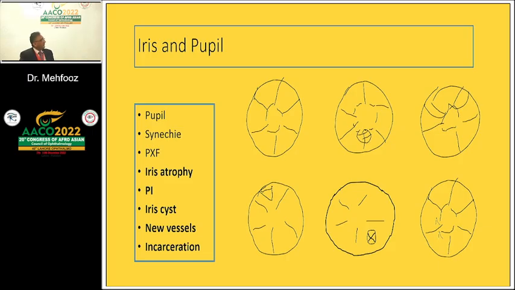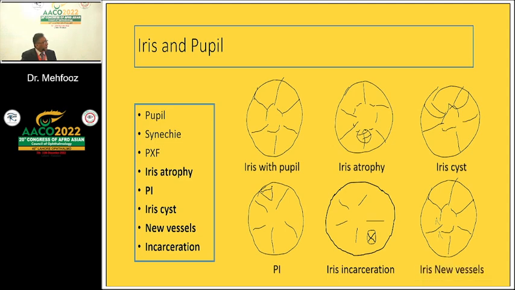Then this is the iris, you have drawn the iris. This one is iris with the pupil, this one is iris atrophy, and this one is like an iris cyst. This triangle is for the PI. This is the iris incarceration into the cornea, and this is the iris new vessels. So this part is the first part of the end, that denotes iris new vessels. If they are at the margin, you draw them here. If they are at the periphery, you draw here.